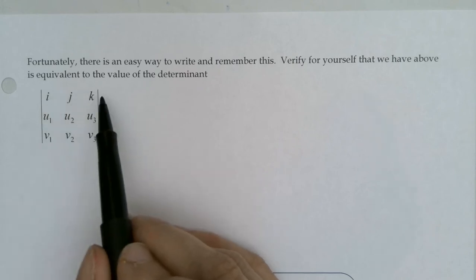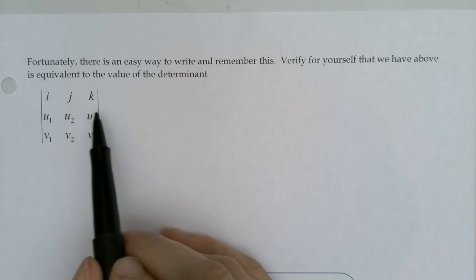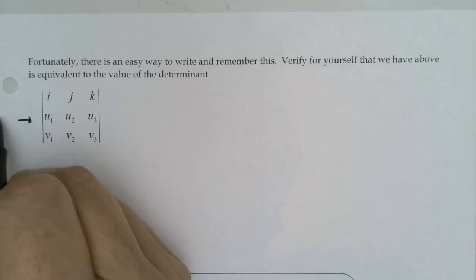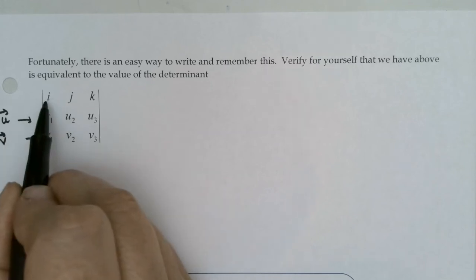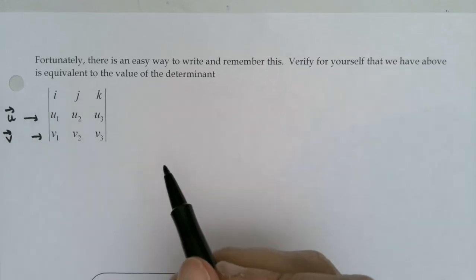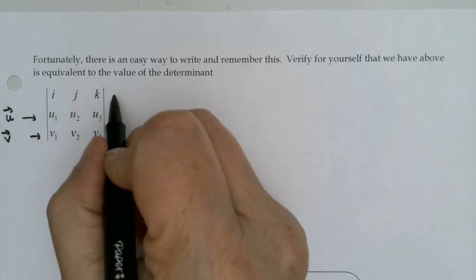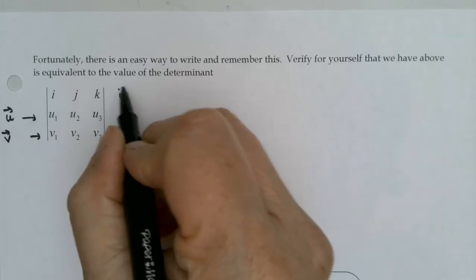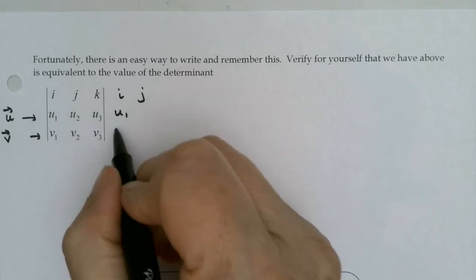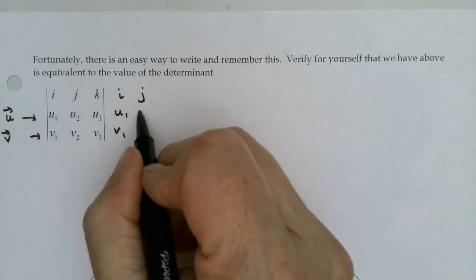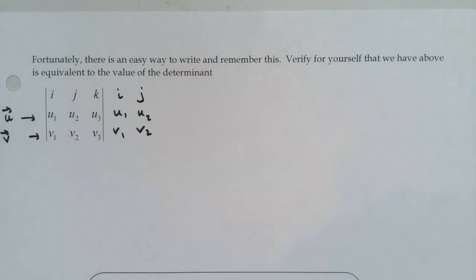You have I, J, K right there. You have your U vector right here. See your U vector? And you have your V vector right here, and you have your component vectors up there. Okay, and then it's kind of easier if you just throw another I and J. Under I goes U1 and V1, and under J goes U2 and V2. So if you do that, then there's a pattern to it. So let me show you.